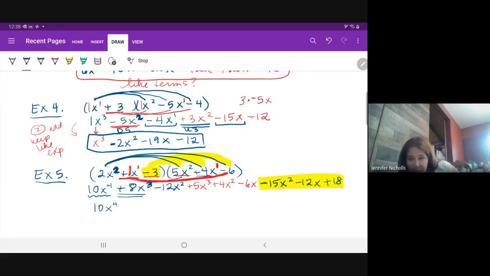Okay, negative 3x to the third and 5x to the third. I agree. And that would be, oh, they're both positive. So positive 13x to the third. Okay, and let me wiggle. Okay, who's the like term with that one? And this is back open to everybody. Who's a like term with negative 12x to the second?